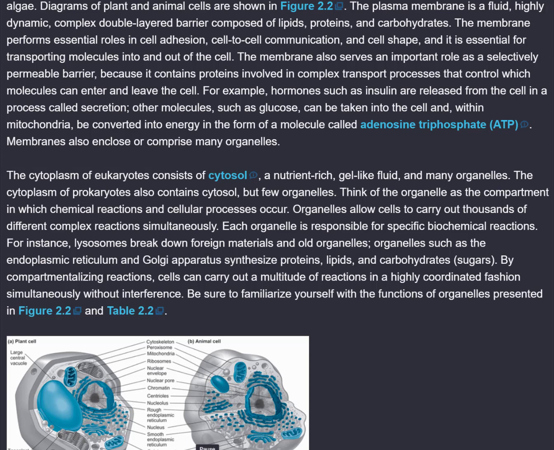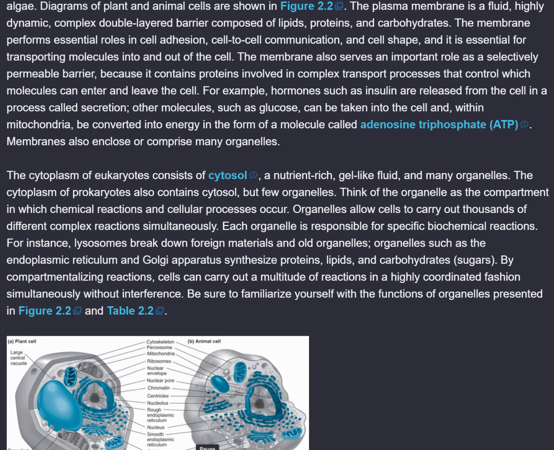The plasma membrane is a fluid, highly dynamic, complex double-layered barrier composed of lipids, proteins, and carbohydrates. The membrane performs essential roles in cell adhesion, cell-to-cell communication, and cell shape, and it is essential for transporting molecules into and out of the cell. The membrane also serves an important role as a selectively permeable barrier, because it contains proteins involved in complex transport processes that control which molecules can enter and leave the cell.